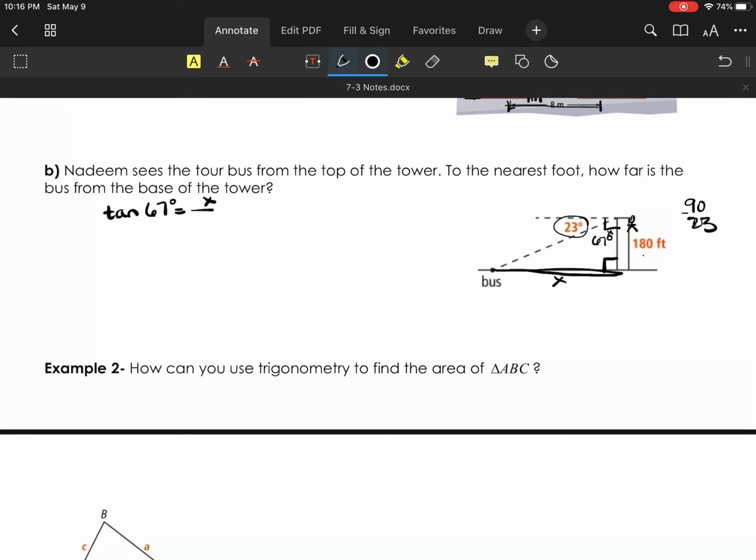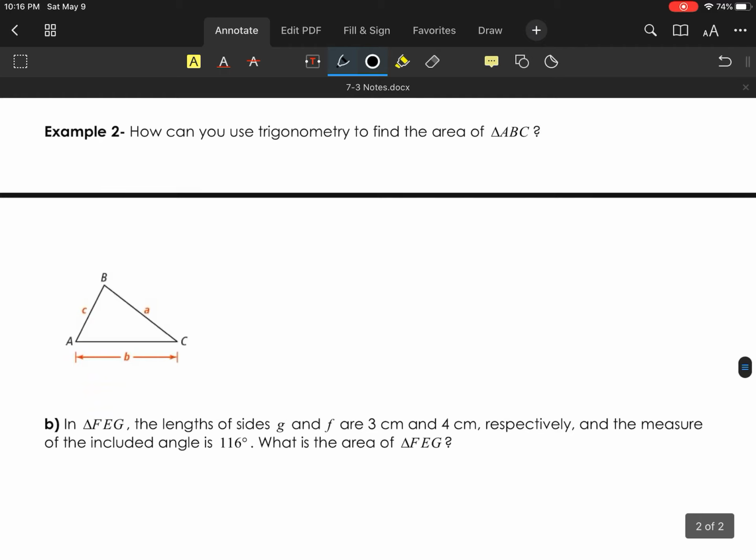So I have tangent of 67 degrees equals opposite, which would be x, over adjacent, which would be 180. So to get x by itself, I'm just going to multiply both sides by 180. Type that in my calculator. So 180 times tangent of 67, which should give you 424.05-ish equals x. And it does say to round to the nearest foot. So I'm going to say the distance between the bus and the tower is 424 feet.